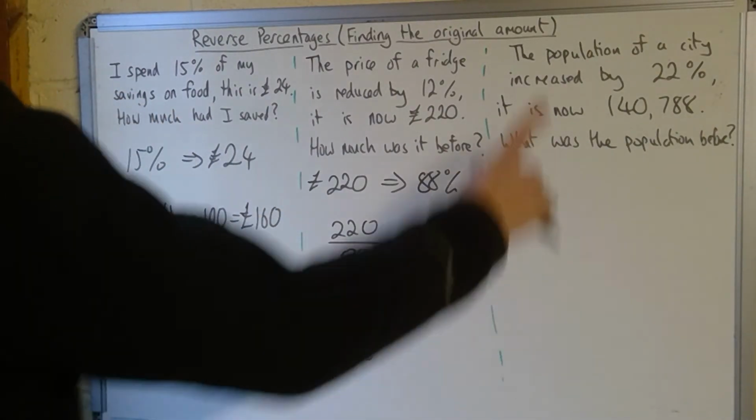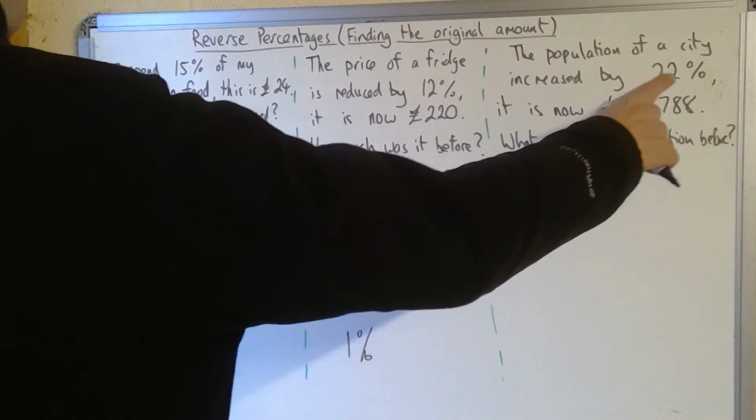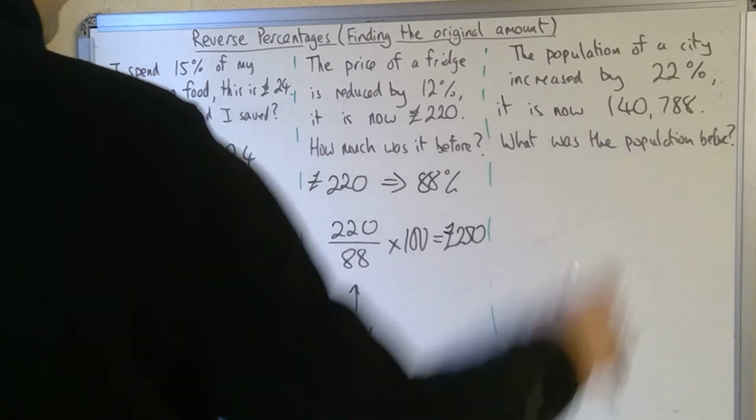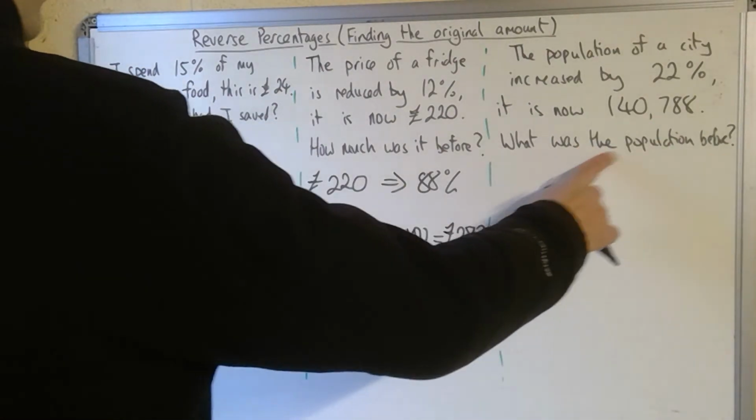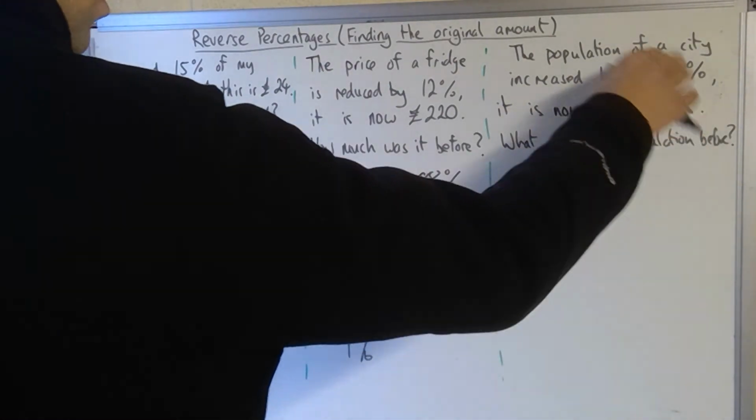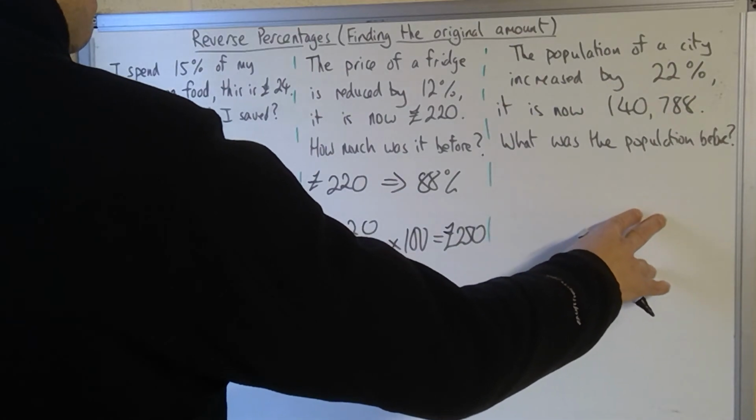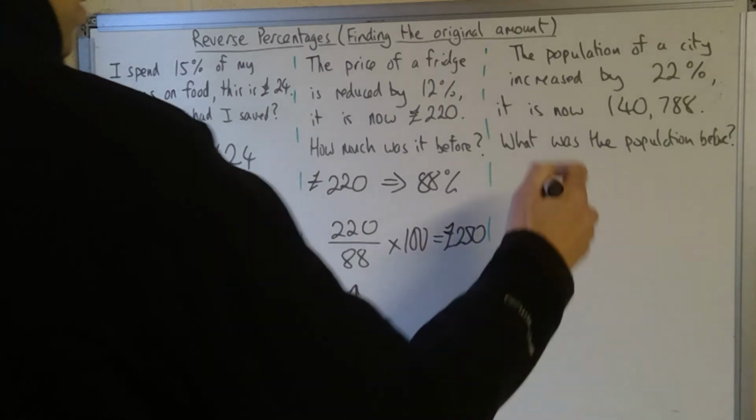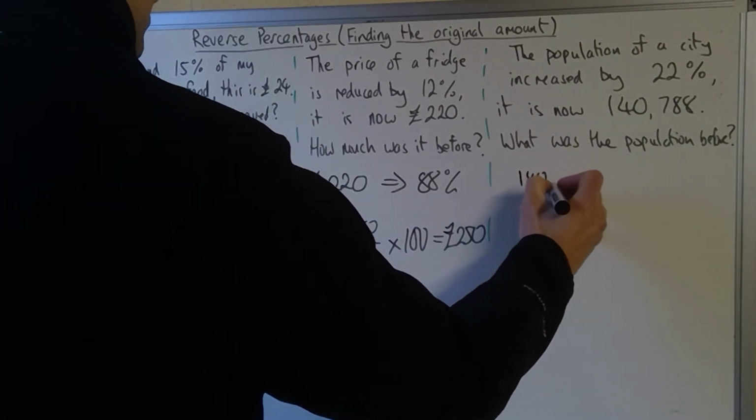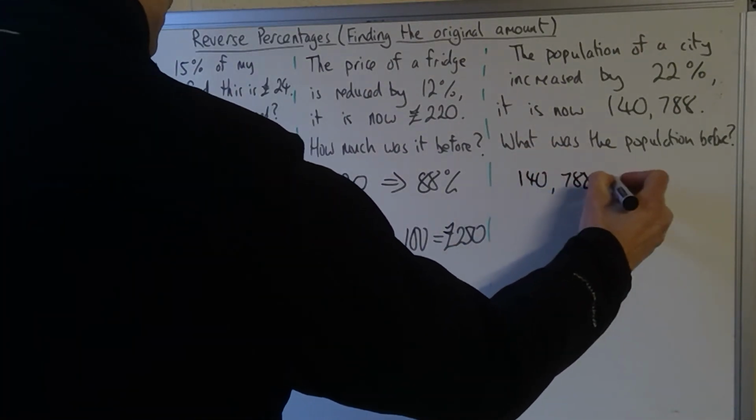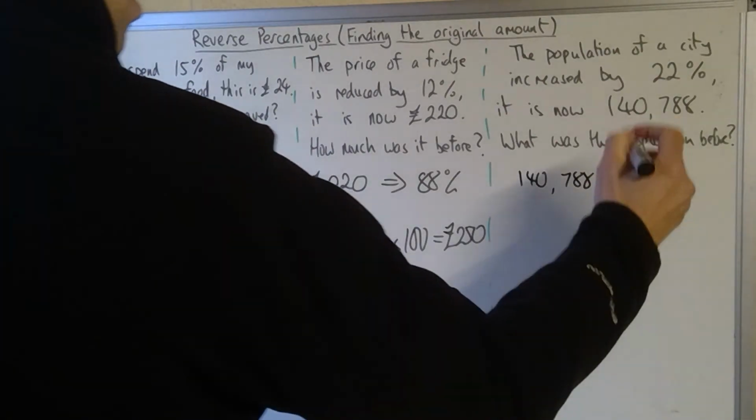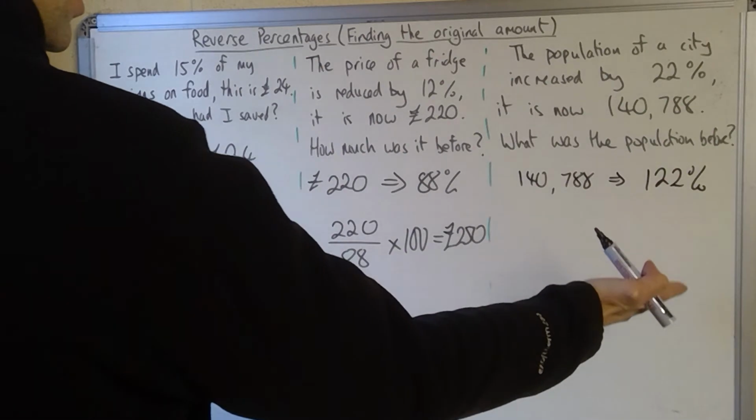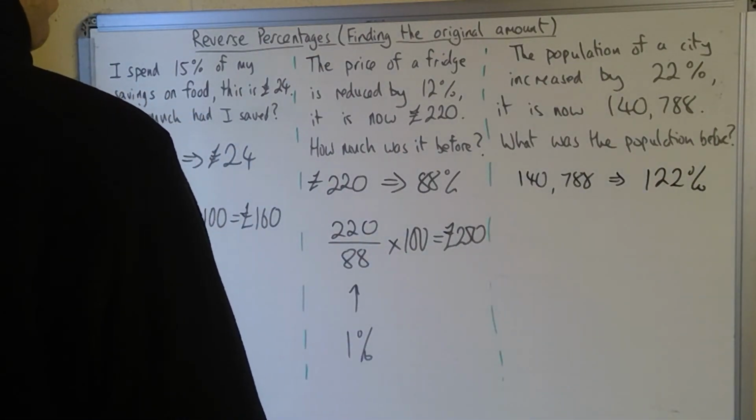Example number 3: the population of a city has increased by 22%. It's now 140,788. What was the population before? We're not going to reduce it by 22%, because we want to find out what the original population was. So this 140,788 people is the equivalent of 122% of the original, because it's increased by 22%.